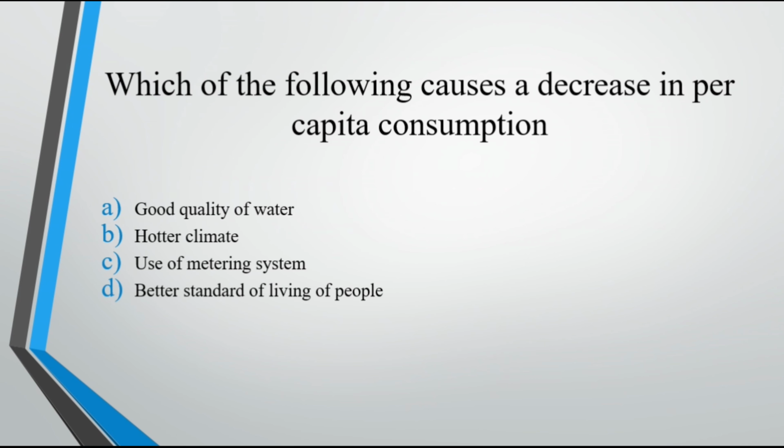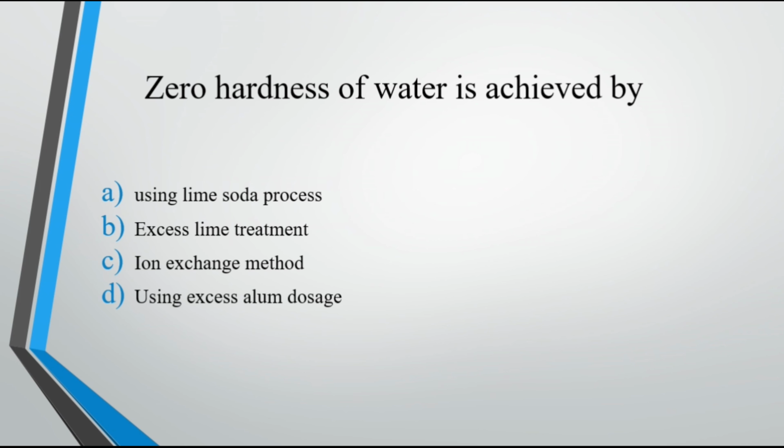So the next question, which of the following causes a decrease in per capita consumption? Option A, good quality of water, option B, hotter climate, option C, use of metering system, option D, better standard of living of people. So the correct answer is option C, use of metering system.